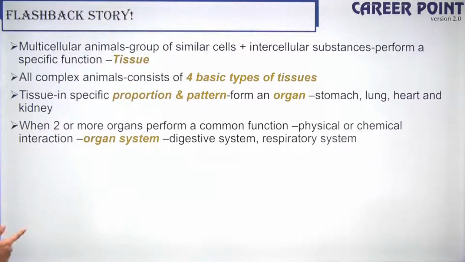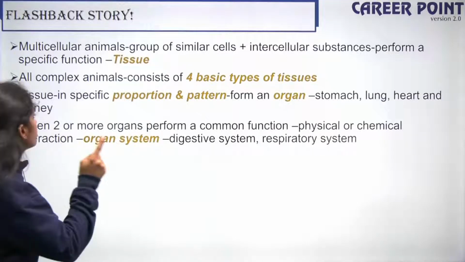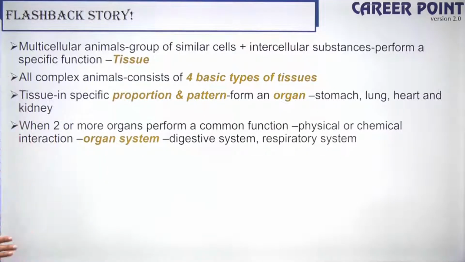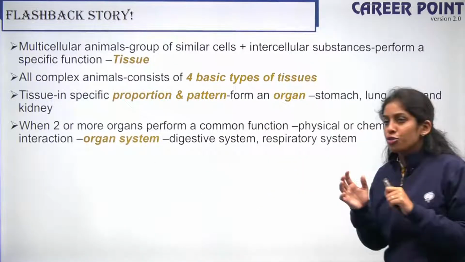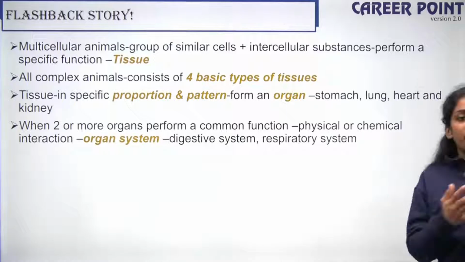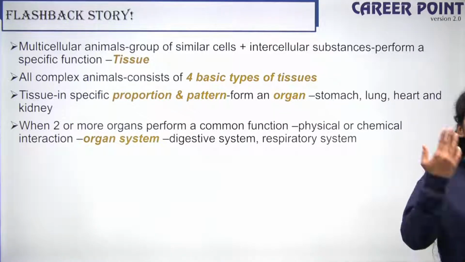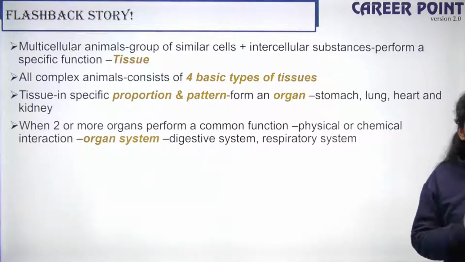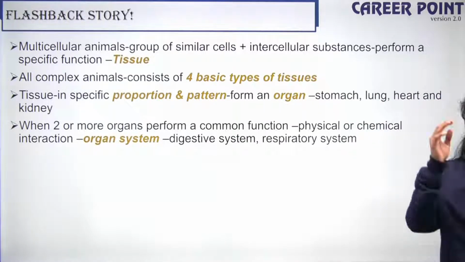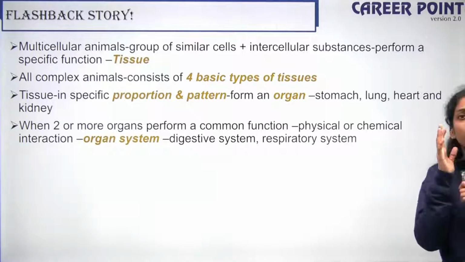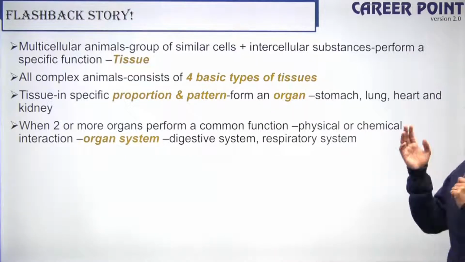Okay? Yes? So when 2 or more organs come together to perform a similar function by means of interaction, it can be either physical interaction or chemical interaction. For example, food from one region comes to the other region, or the chemicals, meaning hormones, are triggering each one of the organs. So that can also make up your organ system. So you have your digestive system, you have your respiratory system.